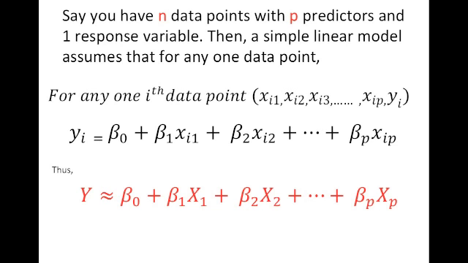Suppose in our data set we have n data points. We have one response or output value and p other predictors or input values. Then simple linear regression assumes that the relationship between the ith response yi and the ith predictor values x1i, x2i, x3i and so on is of the form as shown. So overall, the response vector y is related to the predictor vectors by the equation shown here. Essentially, the response is assumed to be some linear combination of the predictors.